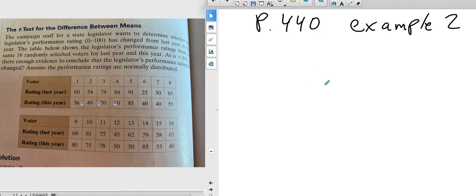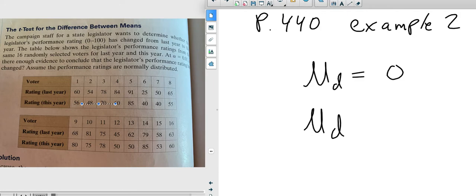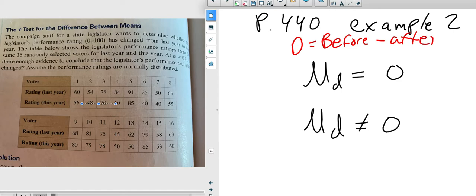So the mean of the differences is either going to equal 0 or it's not going to equal 0, right? This is that same thing. D equals before minus after. In this case, we don't care which one's bigger. We're just trying to test the claim that there is a difference. So this is going to be a two-tailed test.